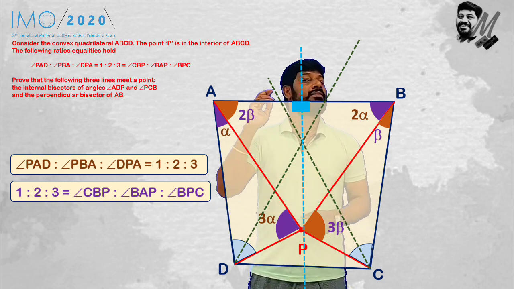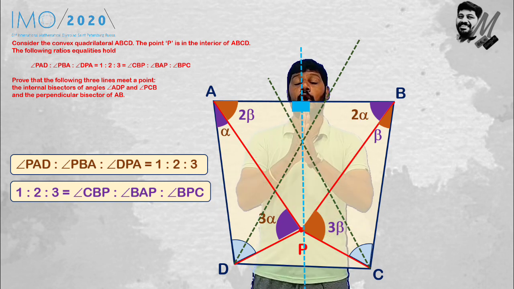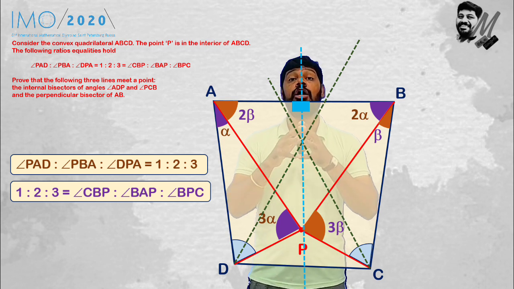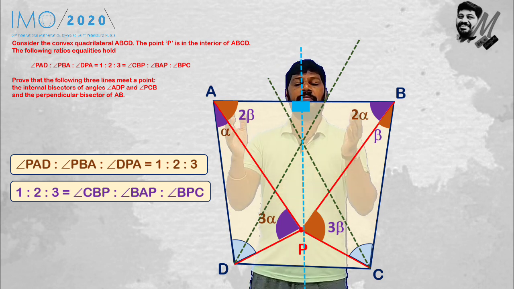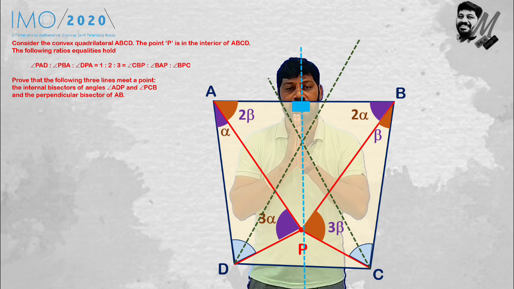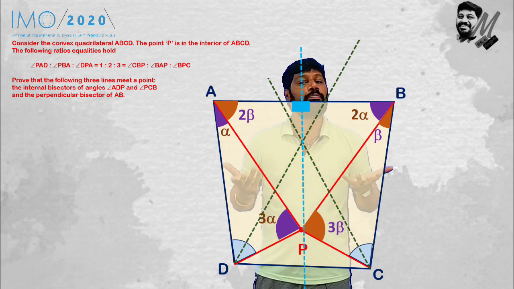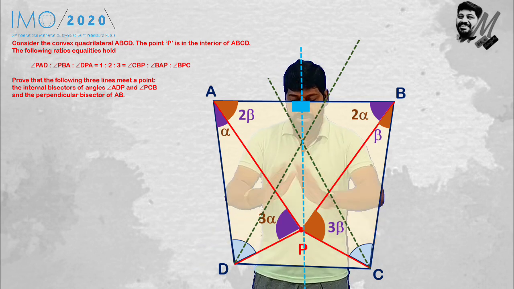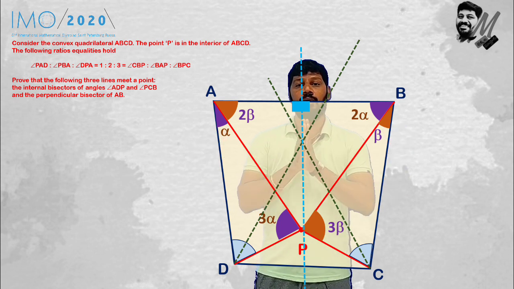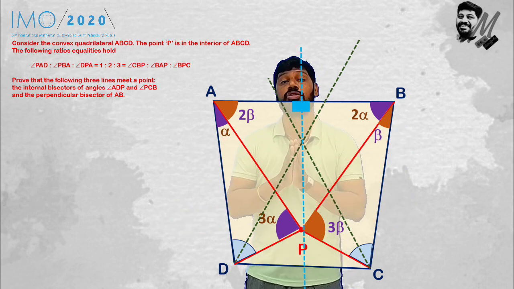So two angular bisectors and one perpendicular bisector, all these three lines are concurrent at one point. That means all these three lines meet at the same point, which is what we are supposed to prove in this question. So this is the exact question. Now let me discuss the solution of this one.